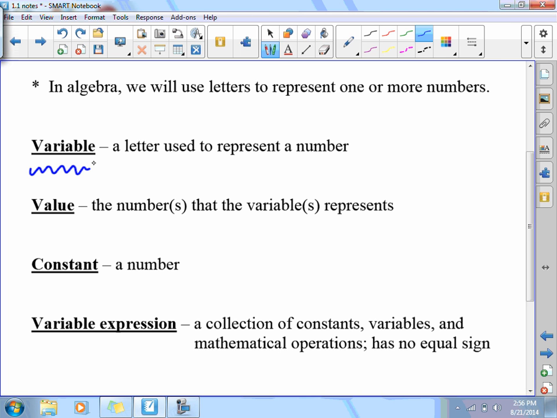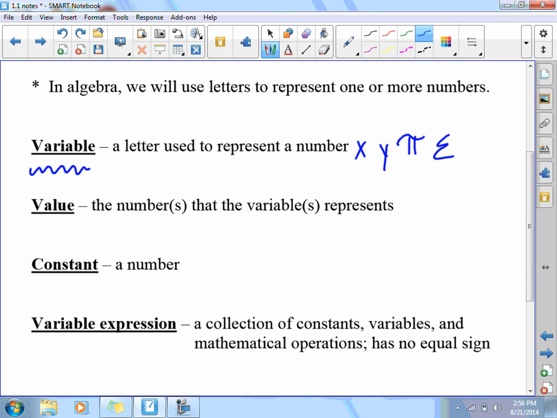And that variable can be uppercase, it can be lowercase, it can be a Greek letter. So it could be x, it could be y. You've seen pi, that's a variable that stands for 3.14. It could be the Greek letter sigma that stands for summation. So there's lots of different letters that we use in algebra.